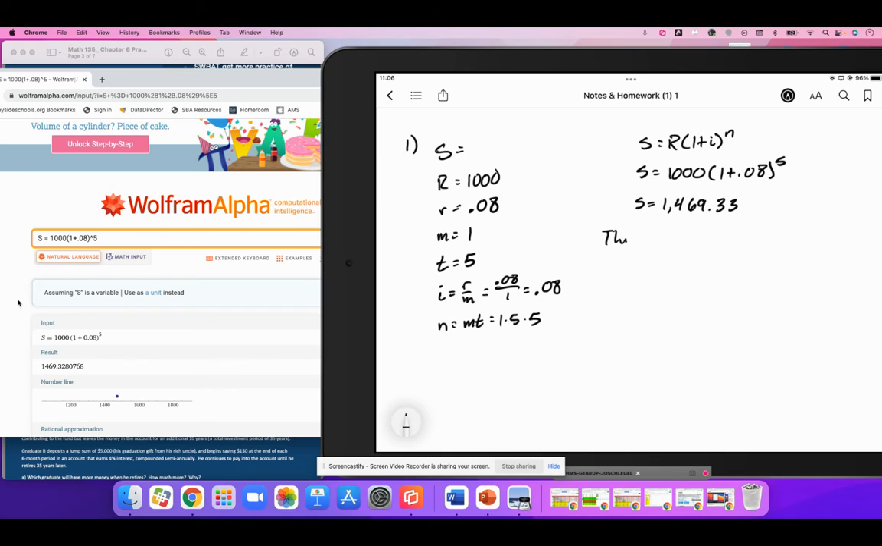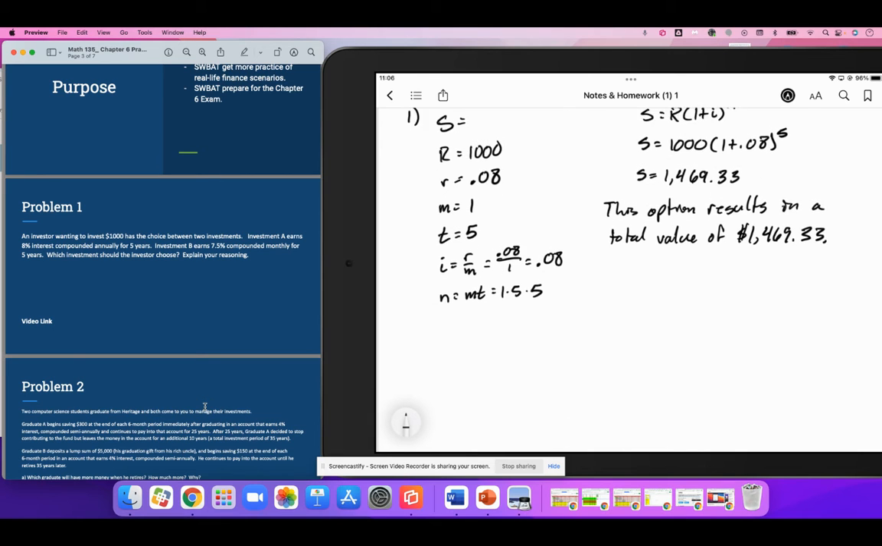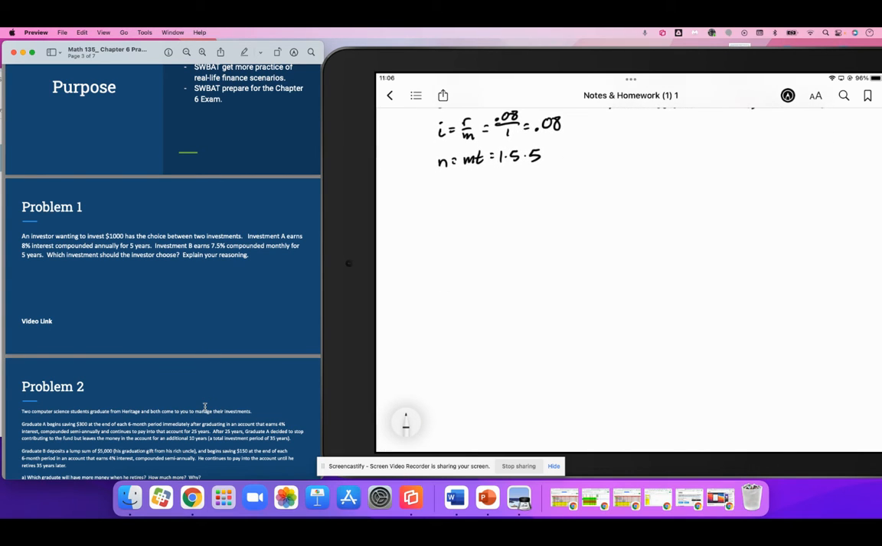So this option results in a total value of $1,469.33. And so he gains almost $500 in interest by doing this. So that's the first option. The second option is going to be just a little bit different. The interest rate is a little bit lower, but it is compounded monthly.